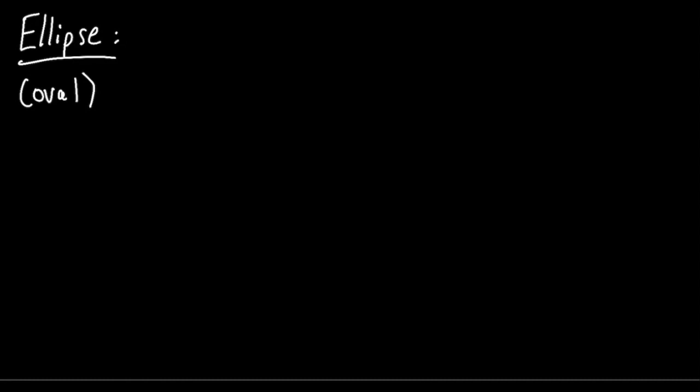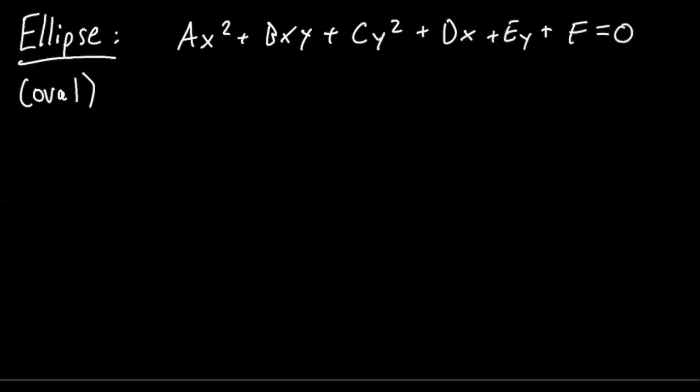If we think about how we ended our circle video, we were looking at the equation of quadratic relations, ax squared plus bxy plus cy squared plus dx plus ey plus f equals 0. We said that if a and c are equal, then we end up with a circle. If a is not equal to c, then we might run into an equation that is an ellipse.